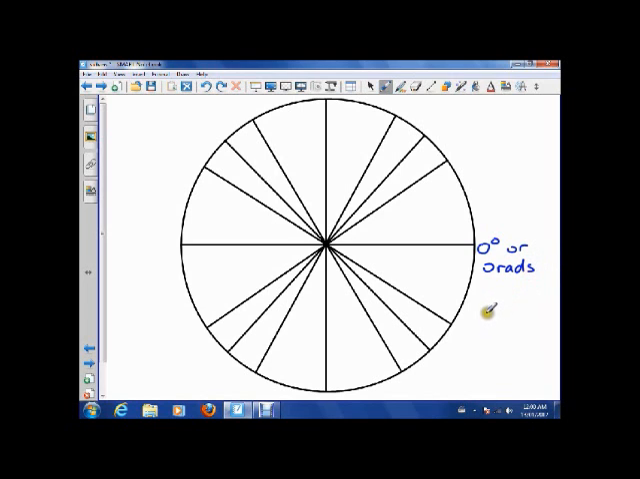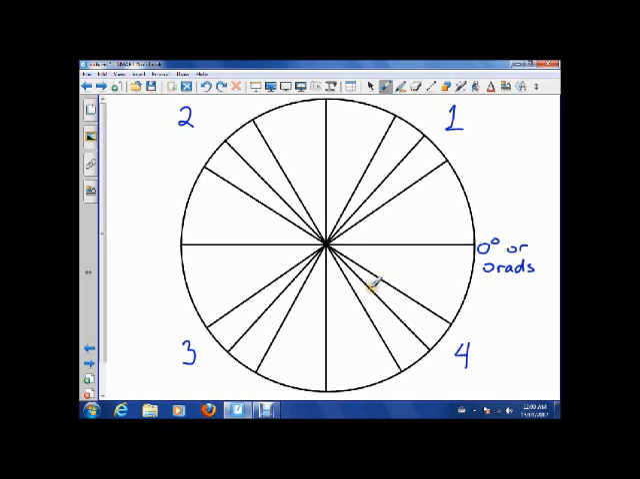Alright, so that's 0. Now, let's pick an easy one first. We'll do this quadrant here together, and then you guys will do the other 3 on your own. We call this quadrant number 1. We call this quadrant number 2, quadrant number 3, and quadrant number 4.